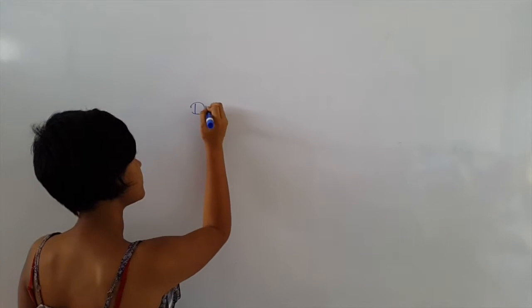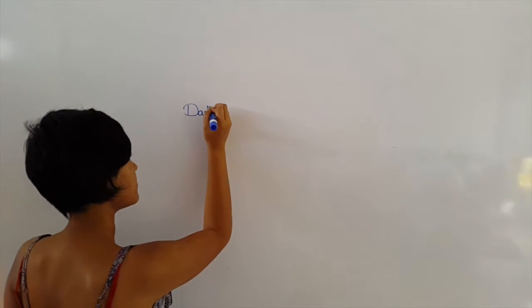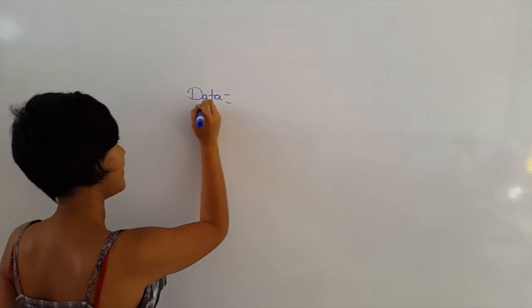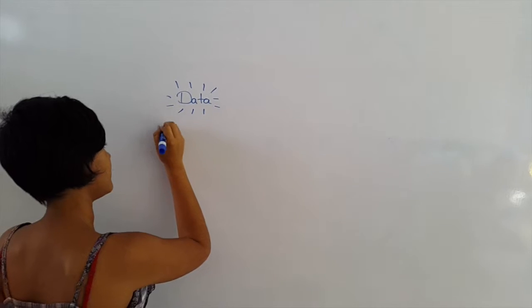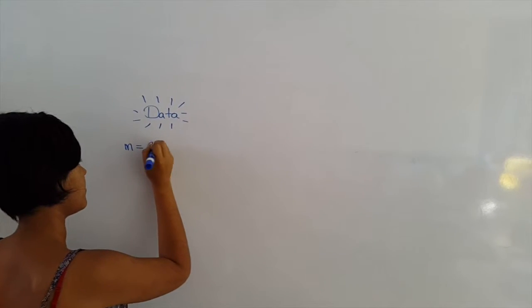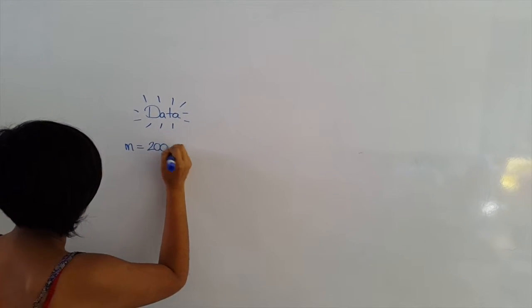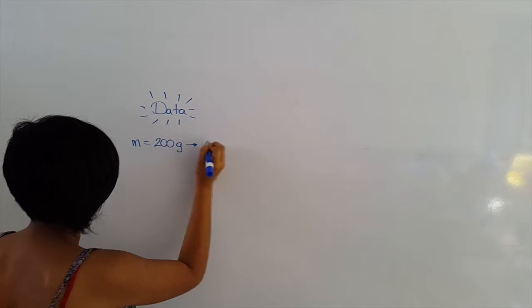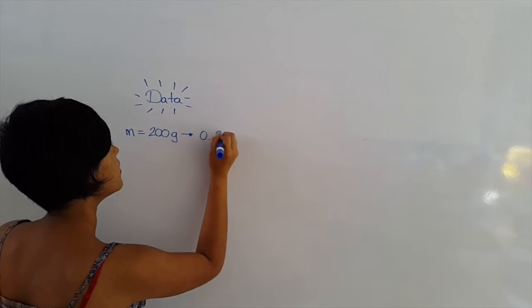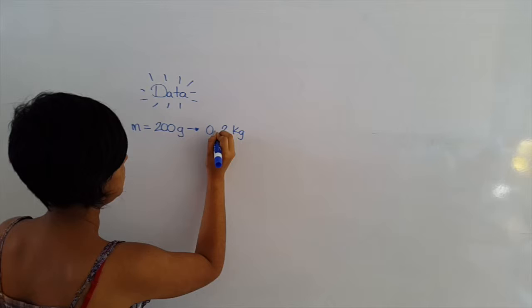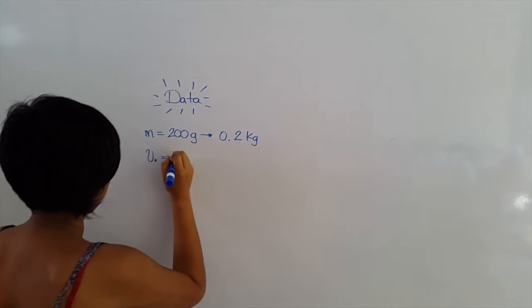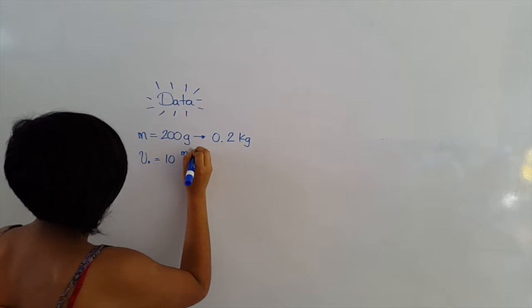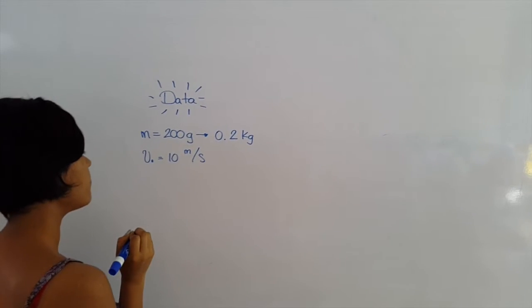Okay, so after carefully reading and analyzing our problem, we're going to proceed and write down our data, which is the first step you should always follow when solving problems. Firstly, we have that the mass of our rock equals 200 grams. We have to convert this into kilograms, and we are left with 0.2 kilograms. Then we have the initial velocity, which according to this problem is 10 meters per second.